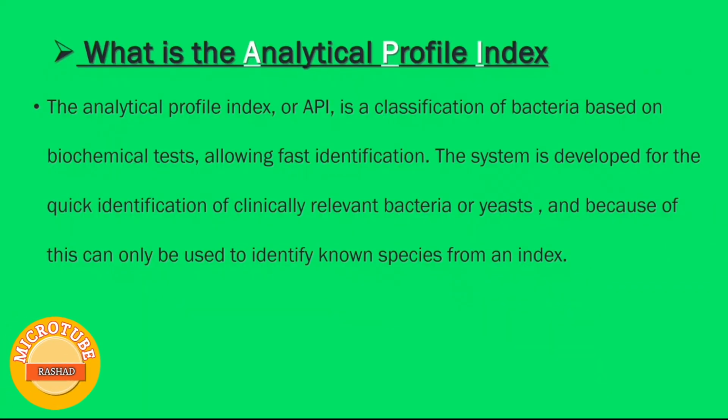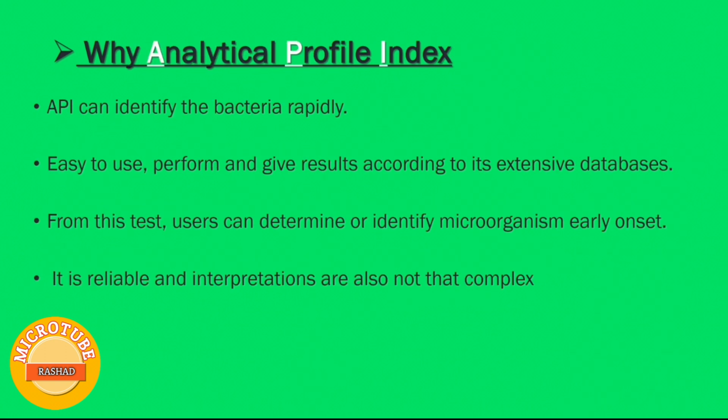What is the Analytical Profile Index? The Analytical Profile Index, or API, is a classification of bacteria based on biochemical tests, allowing fast identification. The system is developed for the quick identification of clinically relevant bacteria or yeasts, and it can only be used to identify known species from an index.